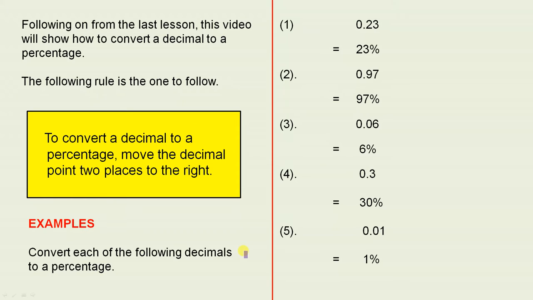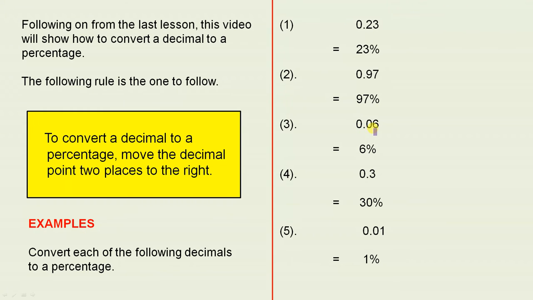Convert each of the following decimals to a percentage. The first decimal is 0.23. So the rule says move the decimal point 2 places to the right. There's the decimal point, so we go 1, 2, and that gives us 23%. 0.97, the same rule applies. Move it 2 places to the right, 97%.